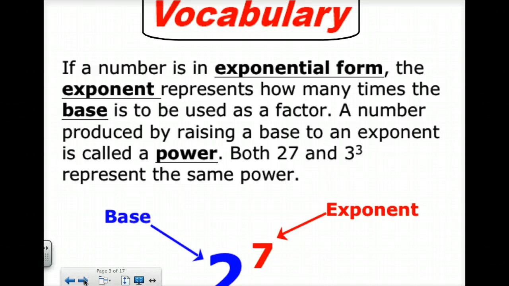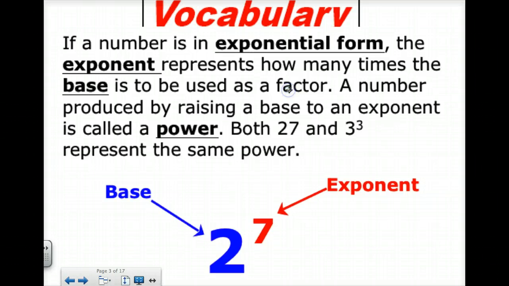So today we are going to talk about exponents. If a number is in exponential form, the exponent represents how many times the base is to be used as a factor. A number produced by raising a base to an exponent is called a power.